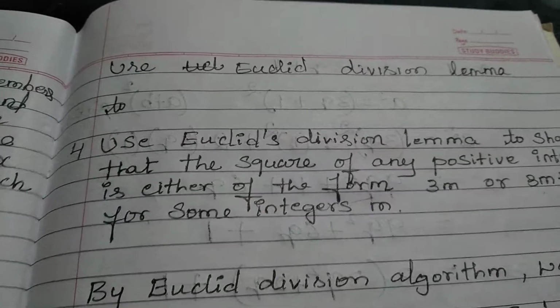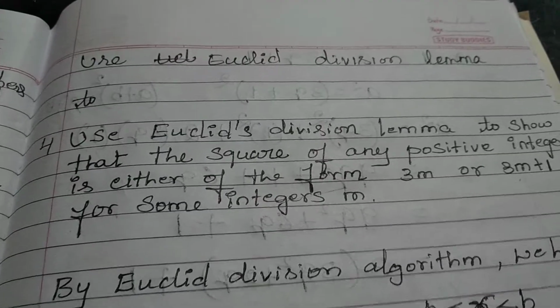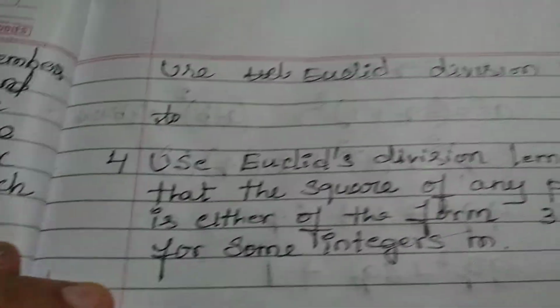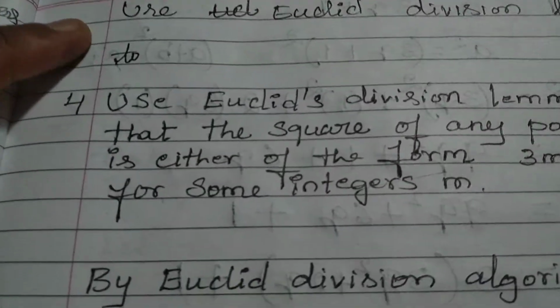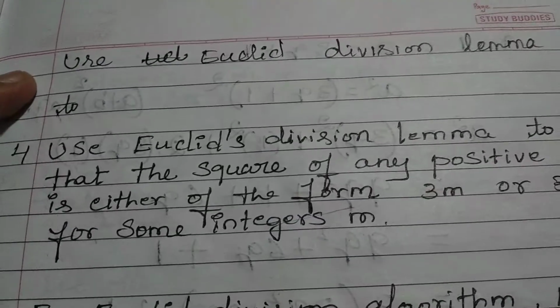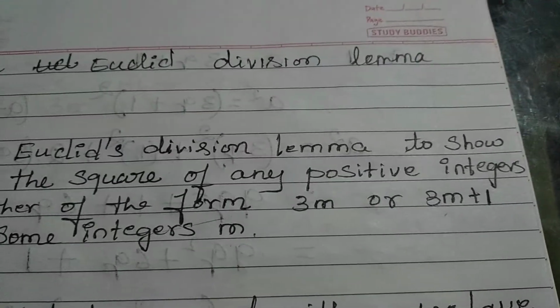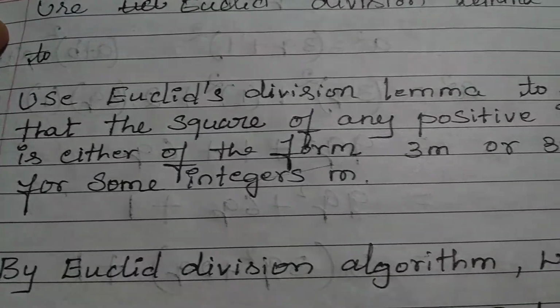Continue of exercise 1.1, fourth problem. So here is the fourth problem. Use Euclid division lemma to show that the square of any positive integers is either of the form 3m or 3m plus 1 for some integer m.